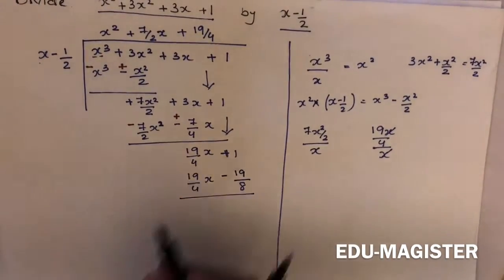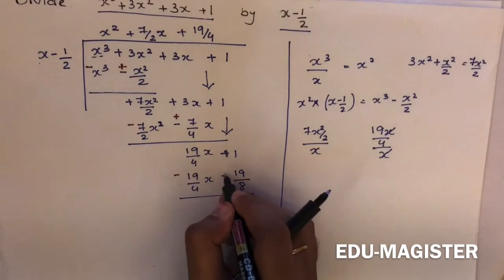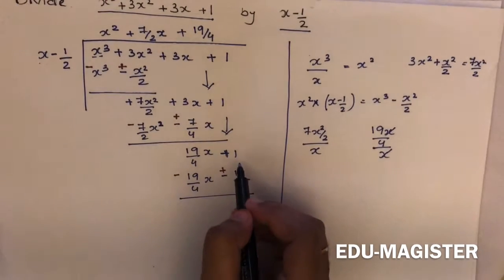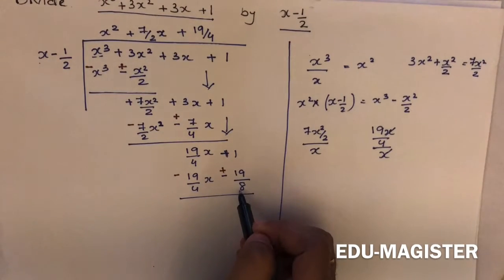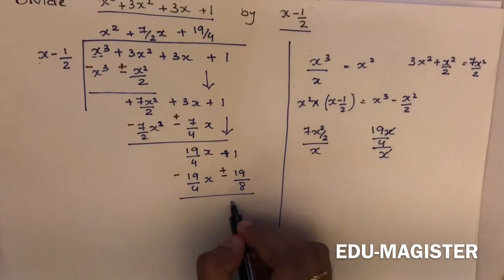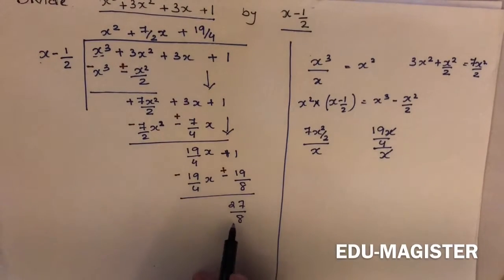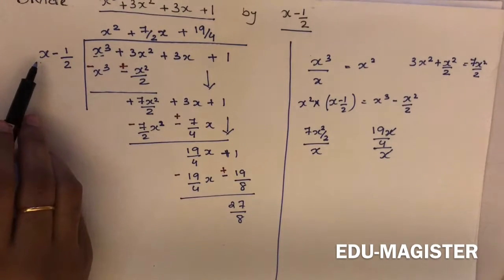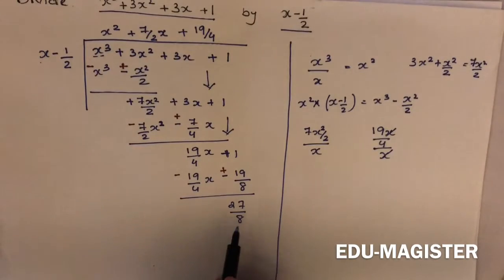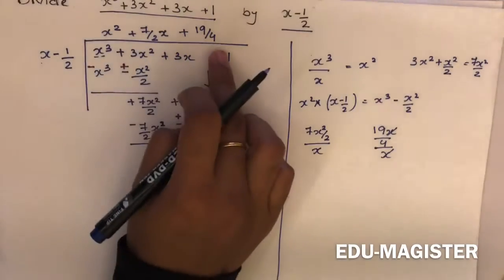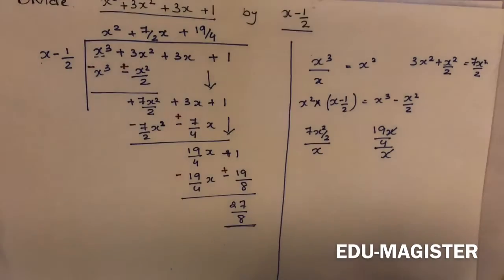So let's subtract. This is negative. This will become positive. Now 1 plus 19 by 8 is 27 by 8. This will be 0. Now again, you cannot divide 27 by 8 by x to get a polynomial term, right? So we will stop the division here. So this will be the remainder and this will be the quotient of this division.